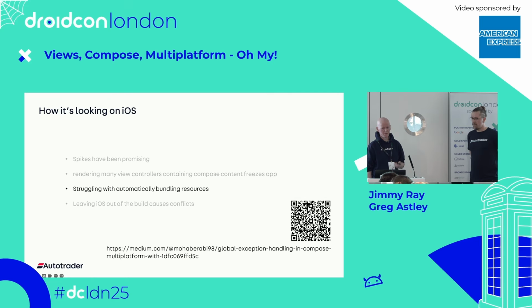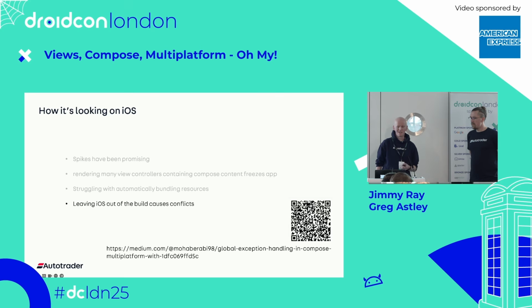As I mentioned earlier, we've been struggling bundling resources. One thing I strongly advise is that you plan for uncaught exceptions. I've attached a link to a useful article that explains how this is done for iOS view controllers, but it's not nice when a Kotlin exception happens and your app crashes without any form of stack trace. And often the crash will happen in code that you don't own, so you can't even put print statements in there.